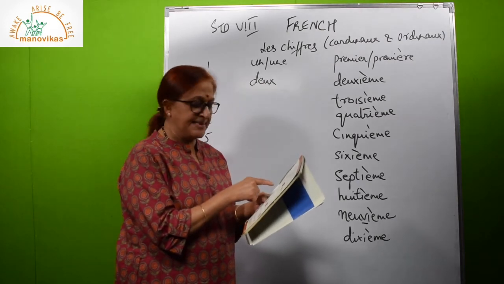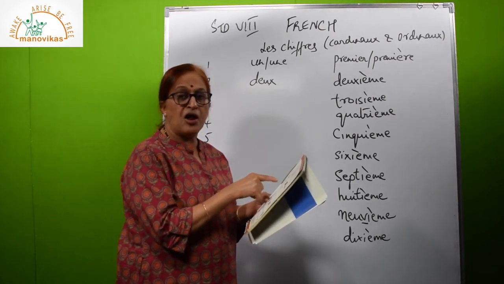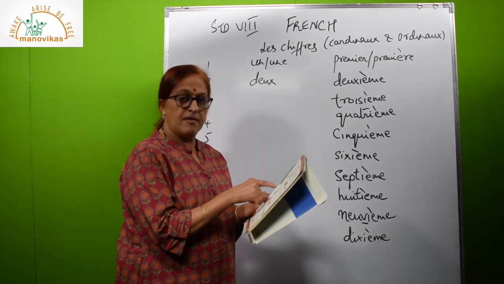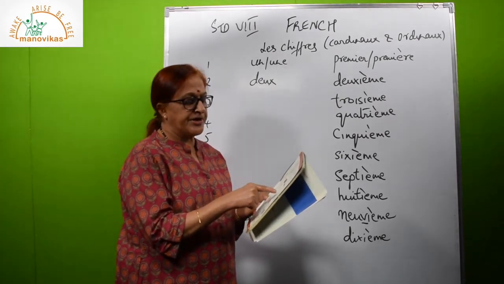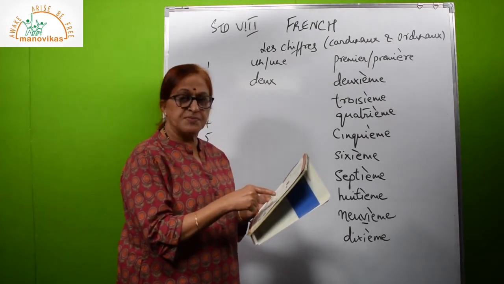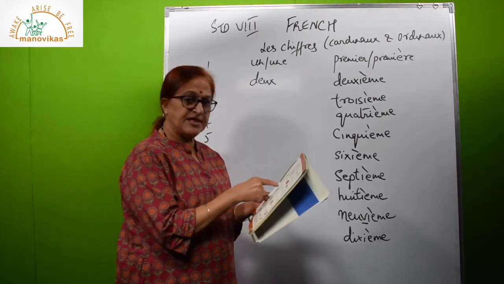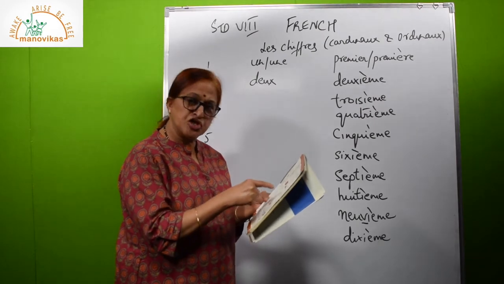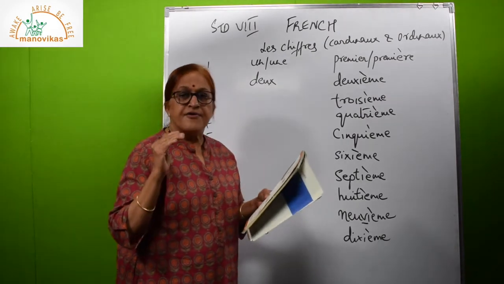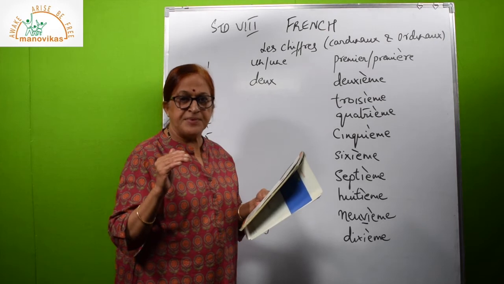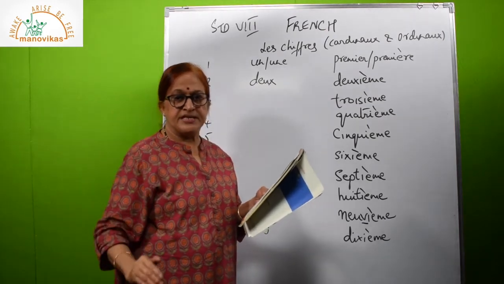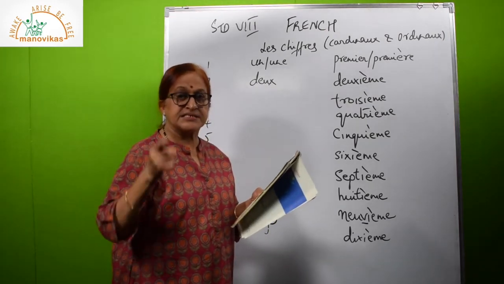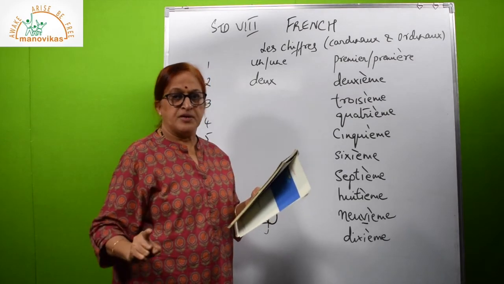Now, le crayon. Le crayon is pencil. Le crayon est long, means the pencil is long. What is the opposite? Le crayon est court. Court means short. So, in the first picture, you see a long pencil. In the second picture, you see a short pencil. So, if you are describing people, it is grand et petit. If you are describing objects, it is long et court.